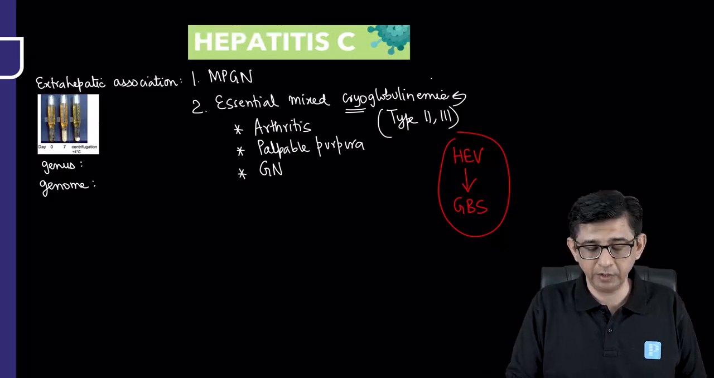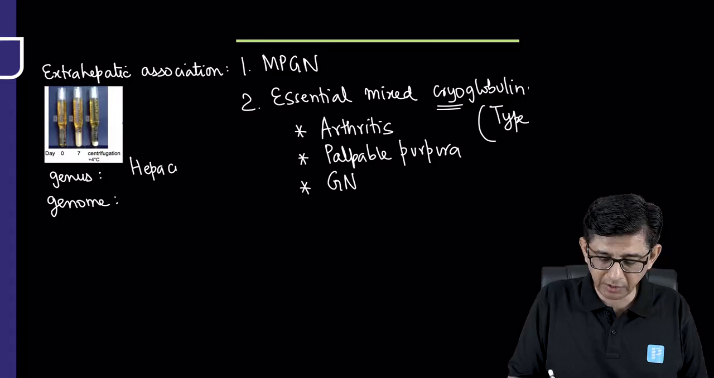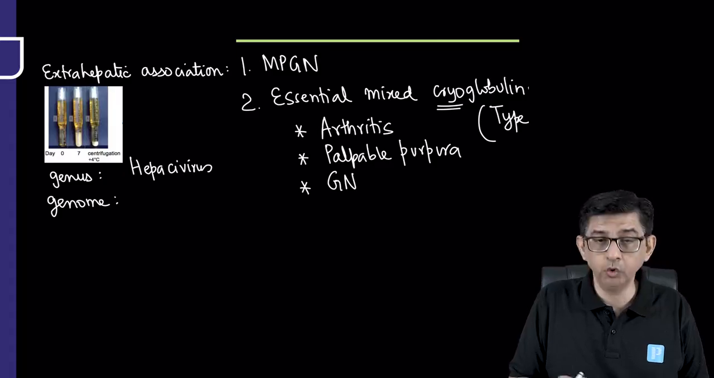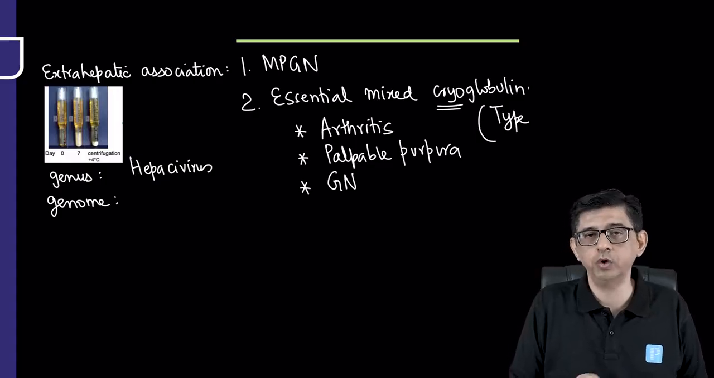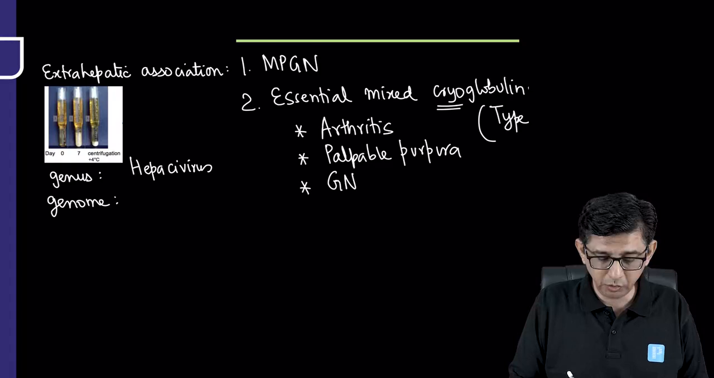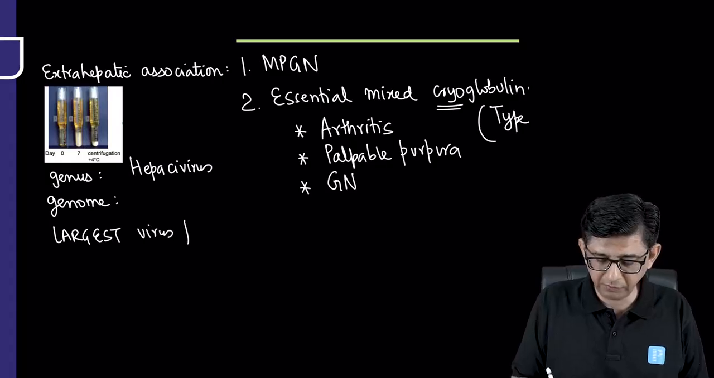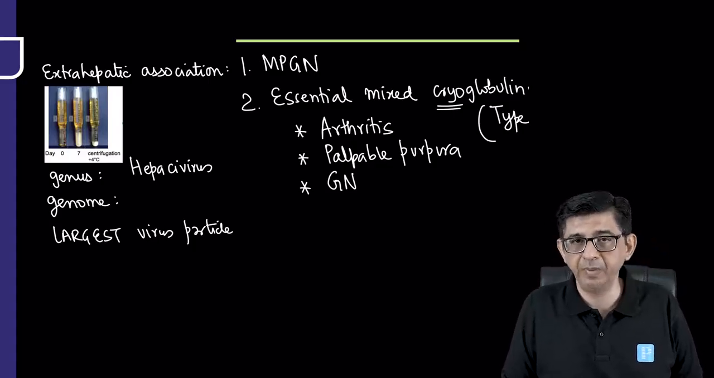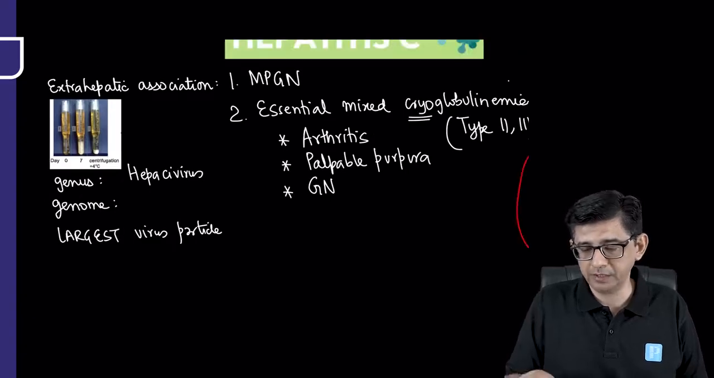Now, focusing on the virus per se, a bit of microbiology incorporated here. He'll talk about the genus, that is Hepacivirus, and the genome that is present here is one of the largest RNA genomes with respect to hepatotropic viruses. Just to make you understand this, I want you to remember that if he says which of the following viruses would be having the largest virus particle, and in the options he has given hepatitis A, B, C, and D, then you will mark as the topic of interest, that is hepatitis C.